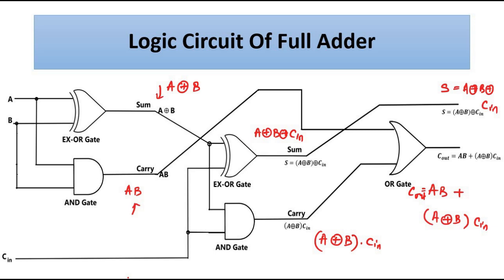So we used two XOR gates, two AND gates, and one OR gate to implement the logic circuit of full adder. Now there are other ways also. We can implement it using basic logic gates, not and or, only not and or. We can implement it using NAND universal gates, only NAND universal gates. We can implement it using NOR universal gates. So all those implementations we'll see in the upcoming videos.